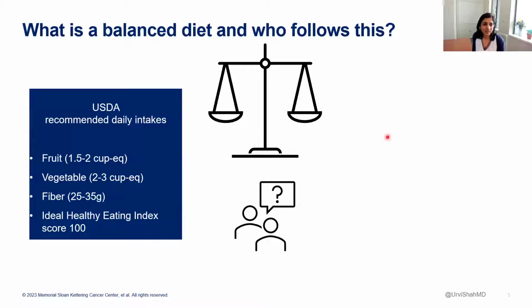And so when we think about the USDA recommendations, the recommended daily intakes for fruit is about 1.5 to 2 cups, vegetables 2 to 3 cups, fiber is over 25 to 30 grams.